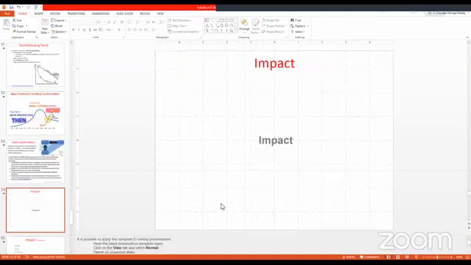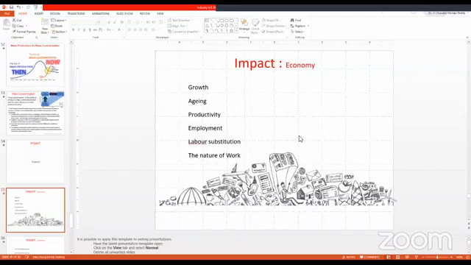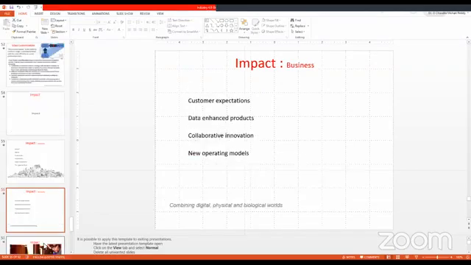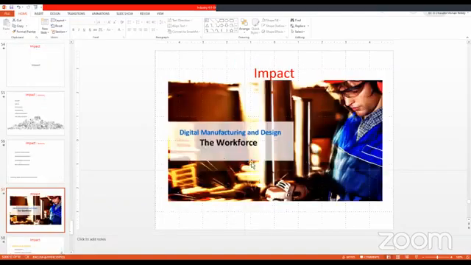And regarding the impact of Industry 4.0 on several aspects, one is impacting the economy in terms of growth and aging of the world products, the productivity, the employment, labor substitution, and the nature of work is also changing very fast. And it is also impacting the business in terms of the customer expectations, data enhanced products, collaborative innovation, and new operating models. And workforce, if you see now how it is affecting the workforce, you see this video.